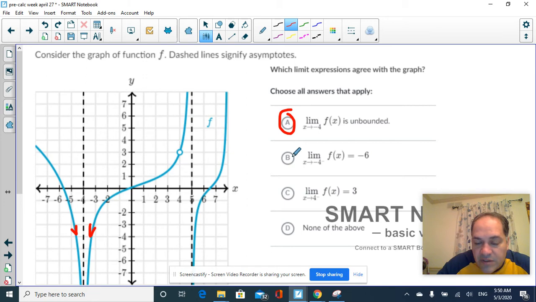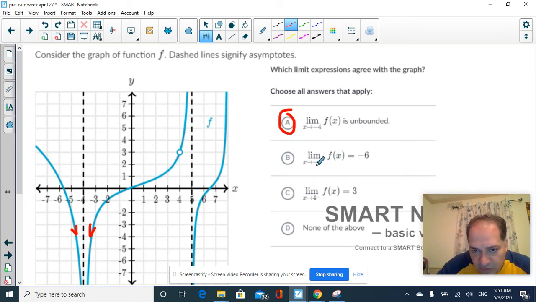What about the limit of the function as x tends to -4? It equals -6 when x tends to -4? No, it's not equal to -6. We got it. This one is wrong. Okay. What about the second one?